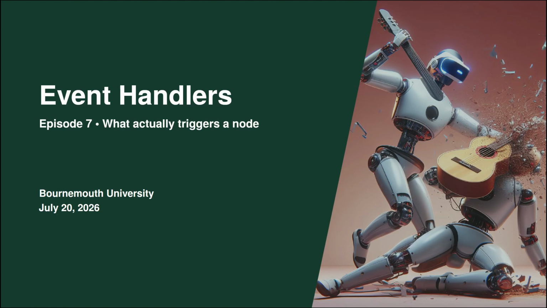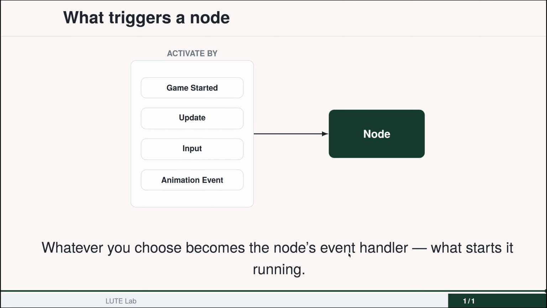In the last few videos, we've learned to create nodes, their three different types, and how to connect them together. But none of that actually matters until we can trigger the nodes, and that is what event handlers are intended for. As we briefly noted, every node has an activate by property field. It's just a drop-down of what should trigger it. This ranges from game started, update, input events, or something more bespoke, like animation events or locations. Let's check it out in the editor now.